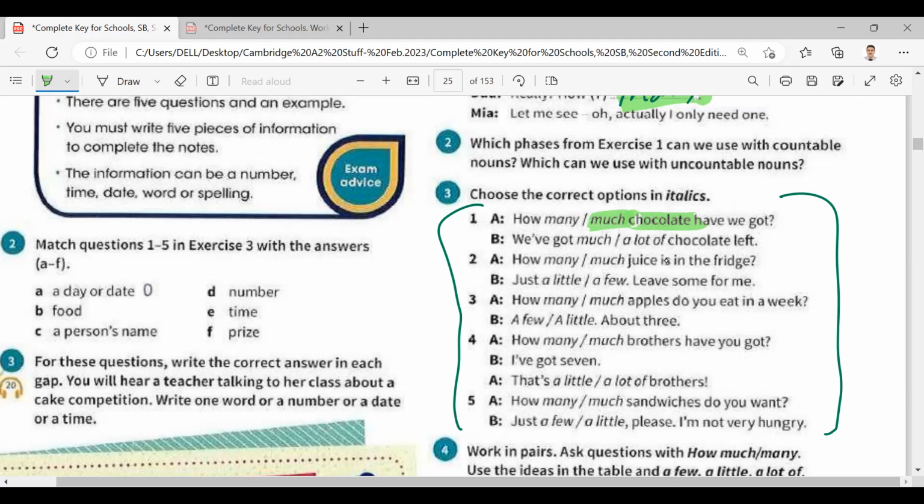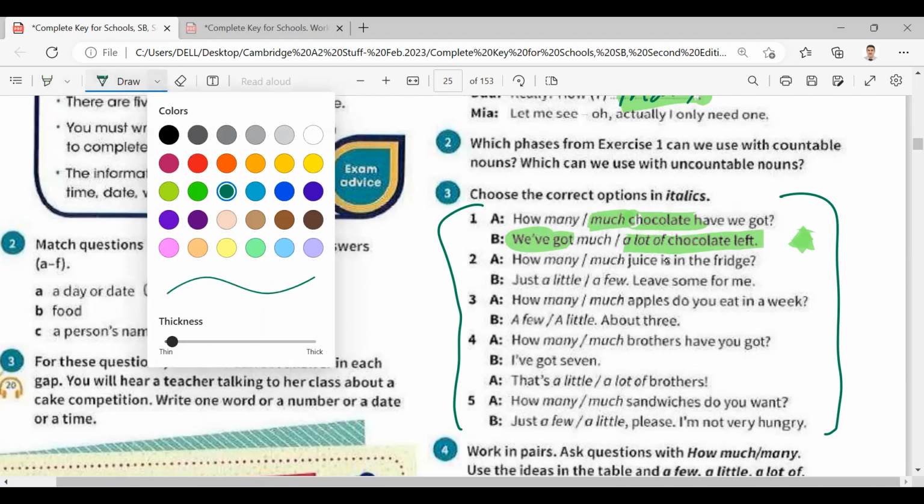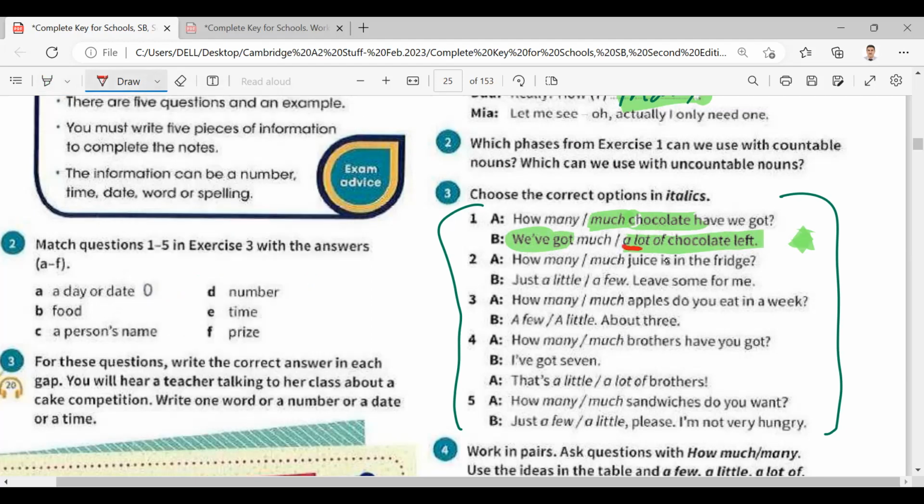We have got much. But much should be negative. And the sentence here, we've got a lot of. Because exactly, countable or uncountable. Exactly. And also here, the sentence is positive. The sentence here is positive. So you should use a lot of, right? Here, a lot of, here, much. Because of what? Chocolate, uncountable. And here, why a lot of? Because the sentence is positive. Right.